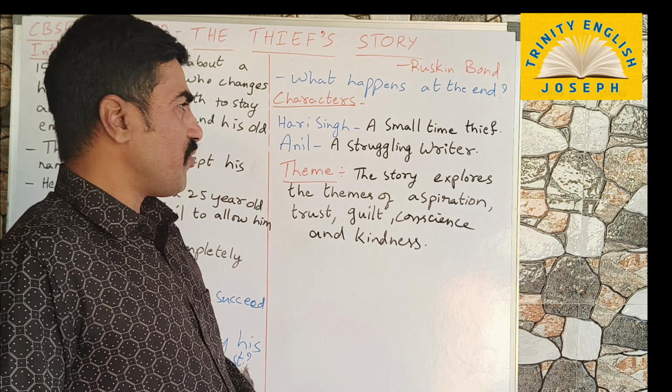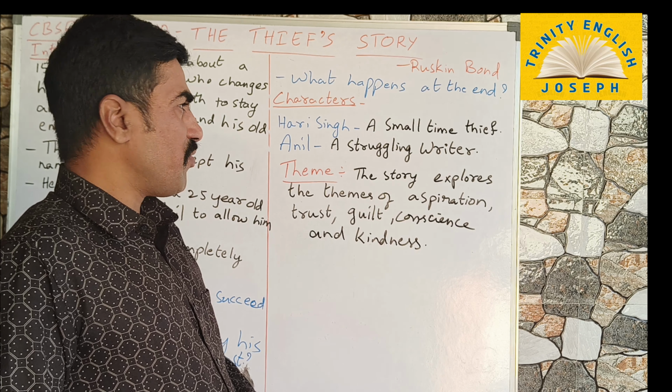Does Hari Singh succeed in stealing from Anil? Does the boy betray his trust? What happens at the end? So these are the different courses of the story. And friends, here the characters are Hari Singh, a small-time thief, and Anil, a struggling writer.